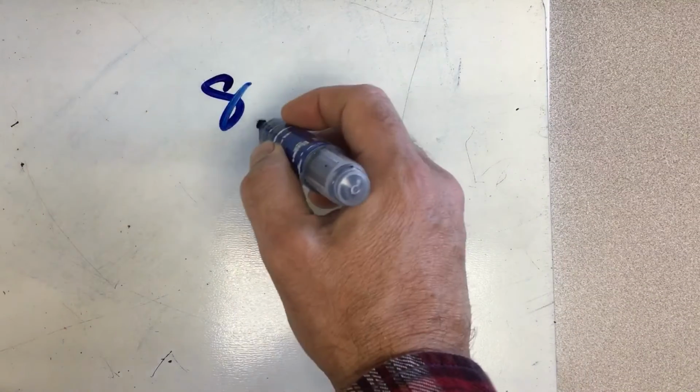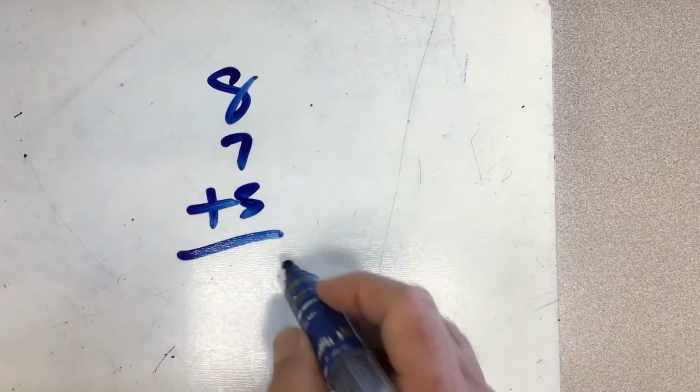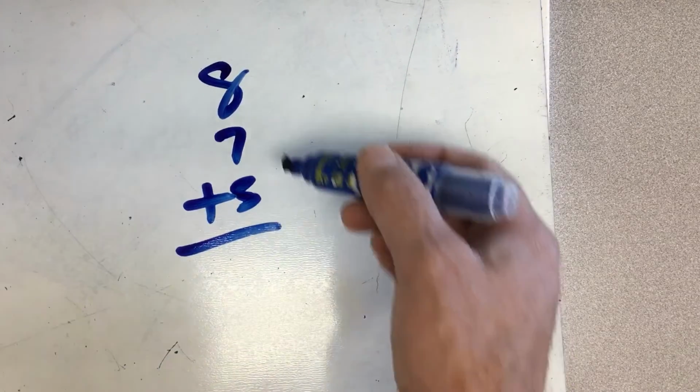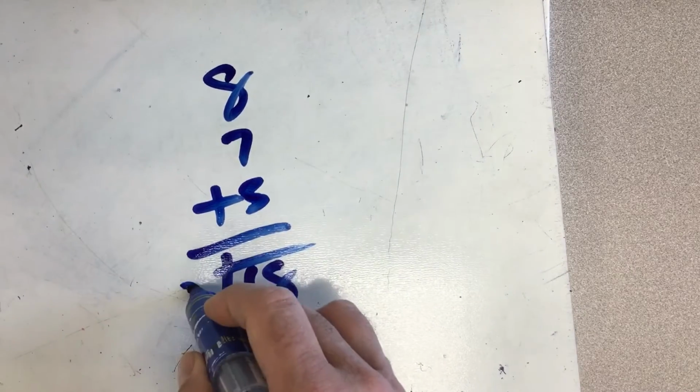The way we do it mathematically is you've got an 8 plus 7 plus 3, add them all up and divide them by however many there are. So 7 and 3 is 10, plus 8 is 18, divided by 3 is 6.